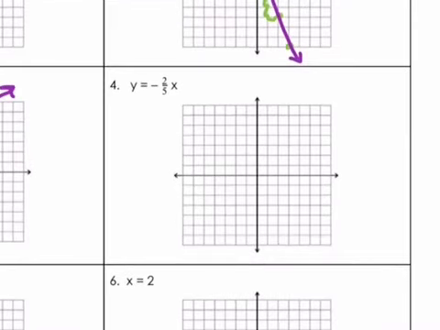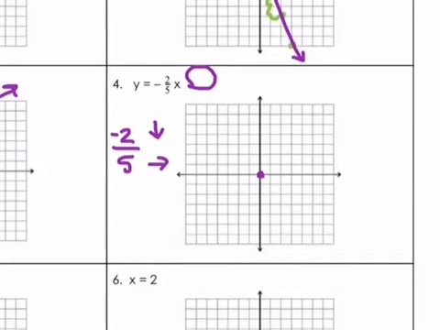Number 4, y equals -2/5 x, and then we don't really have anything that shows us the y-intercept. So the y-intercept is just 0. It's going to start at the origin, and we're going to use our slope of -2 over 5. The negative means that you're going to go down. So we're going to go down 2, but we're still going to go right 5. So we're going to go from our origin, down 2, right 5.